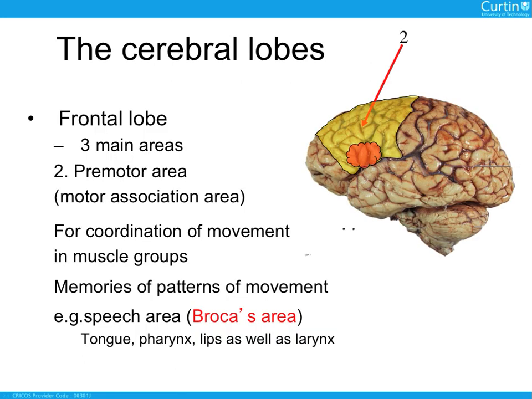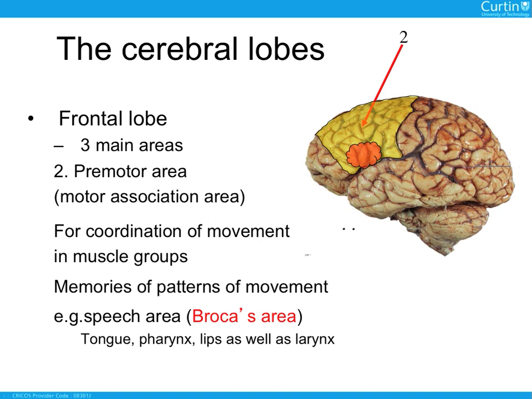Onward. Here we have the premotor area, and this is a motor association area, and what it's involved in is motor planning. So what it does is it gets a plan together and then it passes that plan on to the primary motor cortex on the precentral gyrus. So it has different pre-programmed patterns of movement.